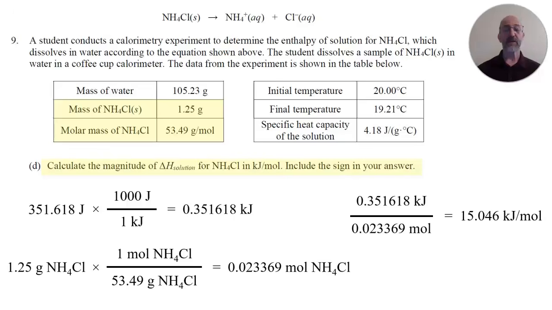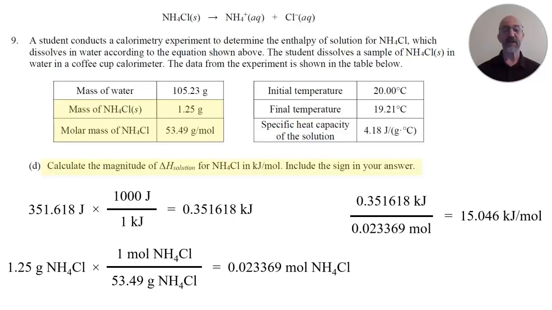Now I think it would be a good time to round off my answer to two significant figures, based on the fact that in part C, we are limited by the delta T. So two significant figures in my final answer. That's going to be simply 15.